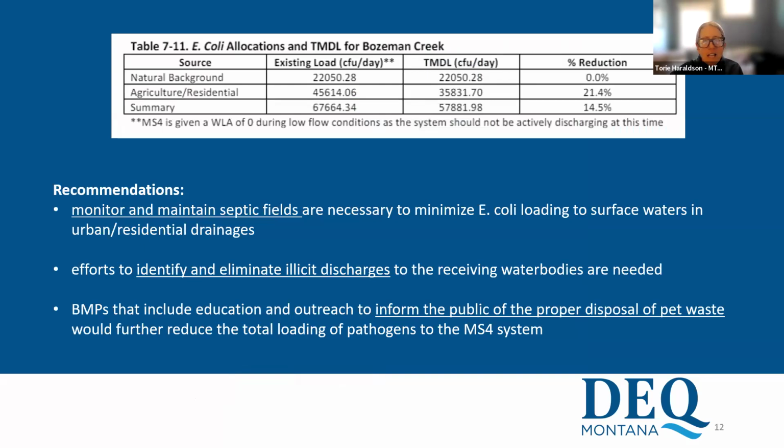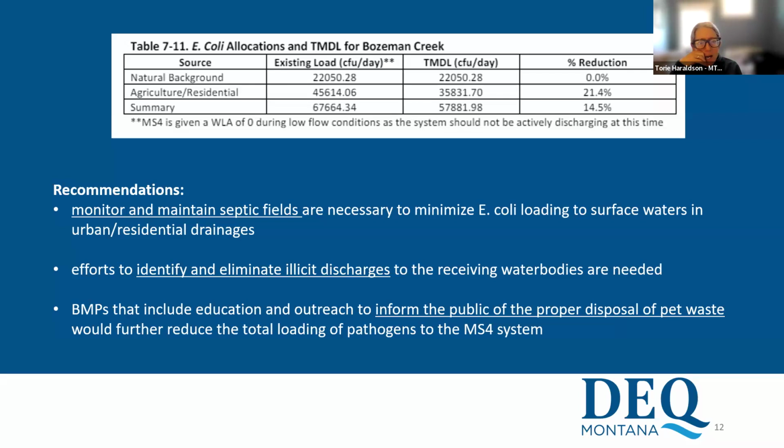And then the final slide here is the E. coli TMDL for base flow conditions, along with the reduction goals and the recommended methods for achieving those goals for Bozeman Creek. The only reductions called for in this case were lumped together as agriculture, residential sources. This is because there's a big variety of non-point source issues in a busy urban suburban watershed like this.